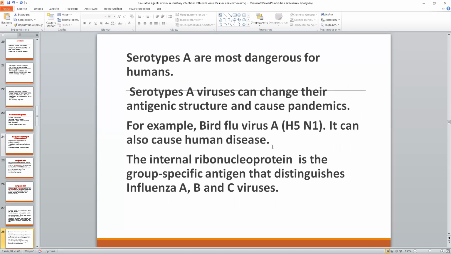It can also cause human diseases. The outbreak was detected, and from time to time epidemics are detected in different countries. Last year in Russia, in the south of Russia, on some bird farm, influenza was detected among hens, and the virus was transmitted to human beings. They were infected by this bird flu virus. The internal ribonucleoprotein is the group-specific antigen that distinguishes influenza A, B, and C viruses.